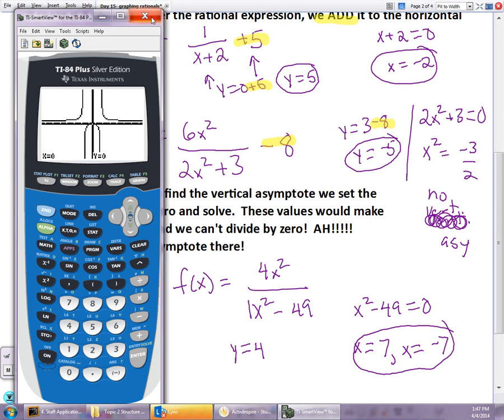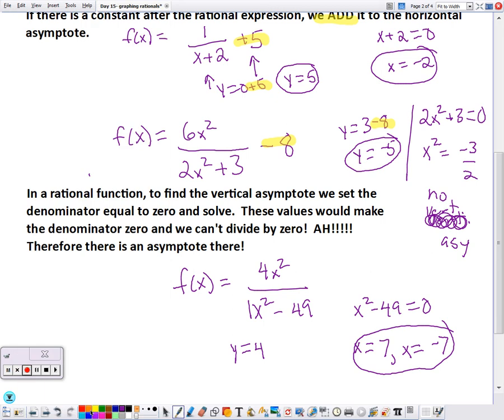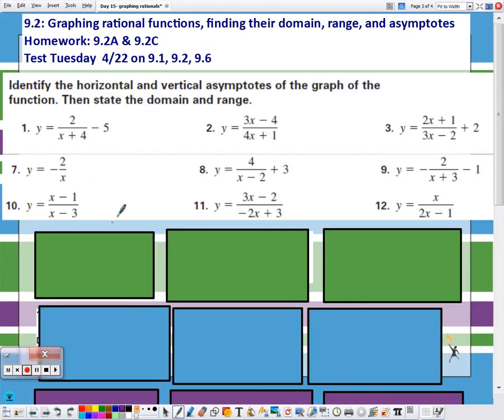What happens when I don't let you use your calculator? We do it ninja style. Ladies and gentlemen, I have 12 questions here. All I want you to do is state the vertical and horizontal asymptote for number 1 to start. On your mark, get set, go.